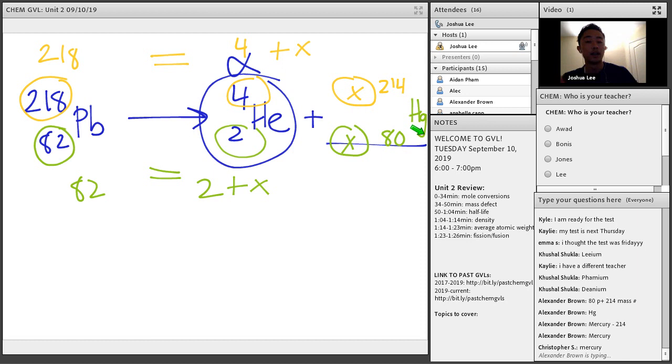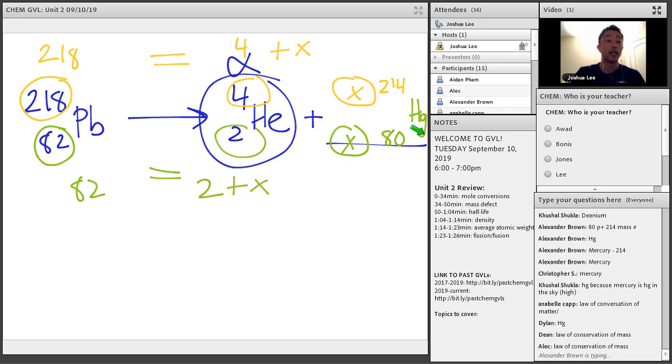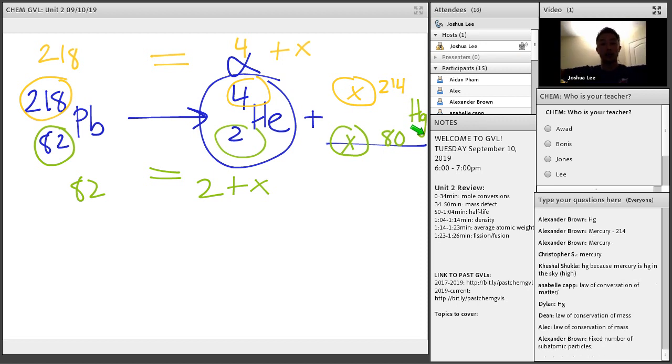Why can't the numbers be different? Exactly. Law of conservation of mass, meaning if you started off with 82 protons, by the end of it, you should have 82 protons. Same thing, protons and neutrons, 218. That means on the product side, you should have some combination of 218 protons and neutrons.